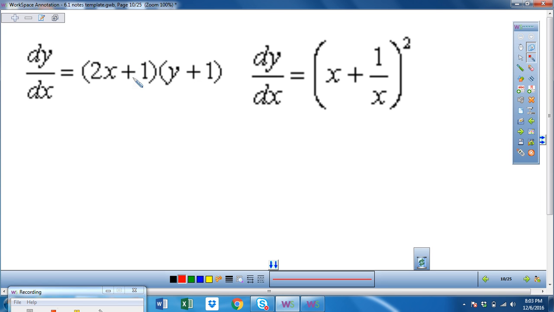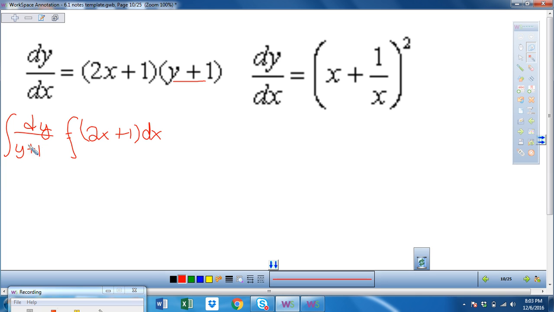Okay, once again, we have to separate our variables, and what I want you to remember is dy and dx always have to be in the numerator. dy and dx are always in the numerator. So I'm going to rewrite this as dy. I'm going to divide both sides by y plus 1, so I have dy over y plus 1, and that's going to equal 2x plus 1 dx. And again, I integrate both sides.